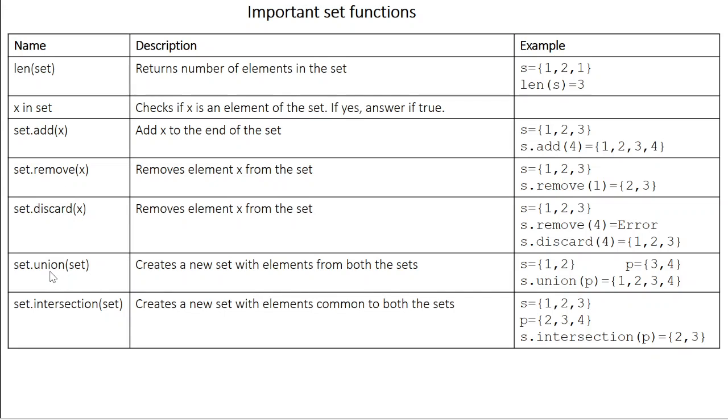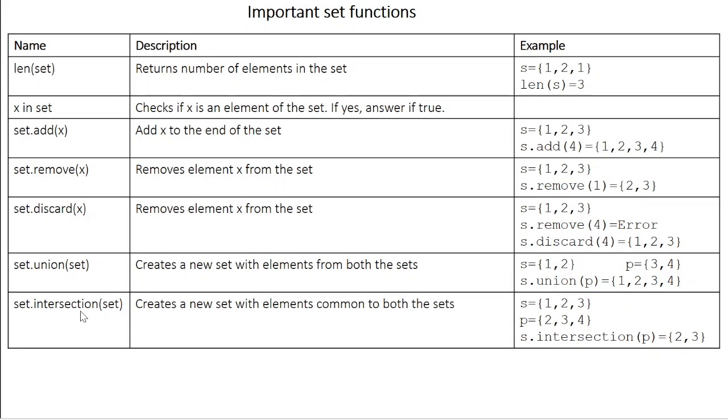Another important function is union. set.union(set) creates a new set with elements from both the sets. Suppose you have two sets s and p, s with elements 1 and 2, p with elements 3 and 4. When you say s.union(p), it creates a new set by combining the elements of these two sets. So your output is going to be {1, 2, 3, 4}.